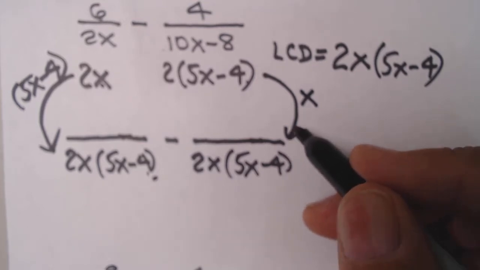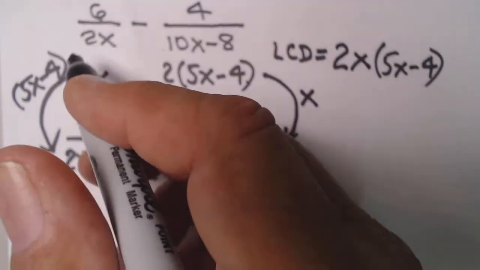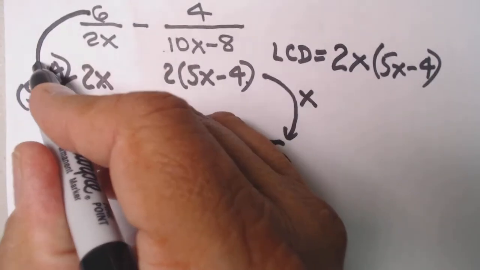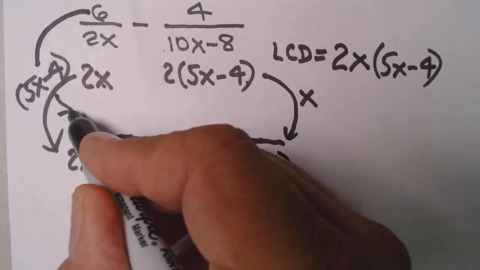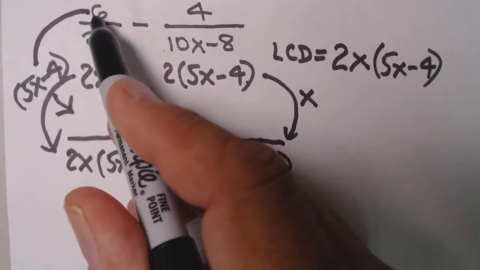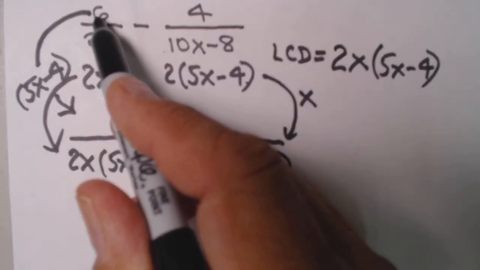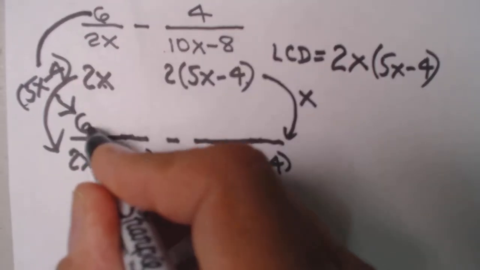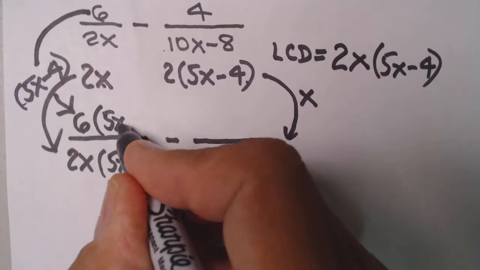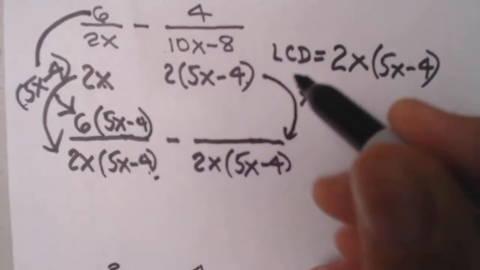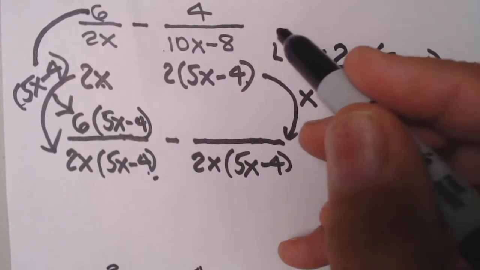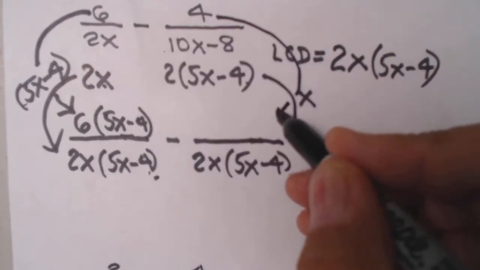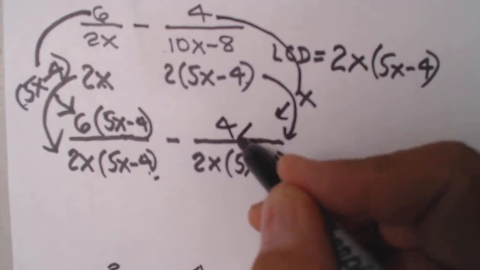Now, why are you keeping track of that? Well, what's going to happen now is to figure out what the new numerators are, you simply multiply them by the same thing. So this first guy here is going to be 6 times this quantity 5x minus 4. Here it goes. Okay. And the second guy over here, I'm going to take the 4 and multiply it times the x, so I get 4x.